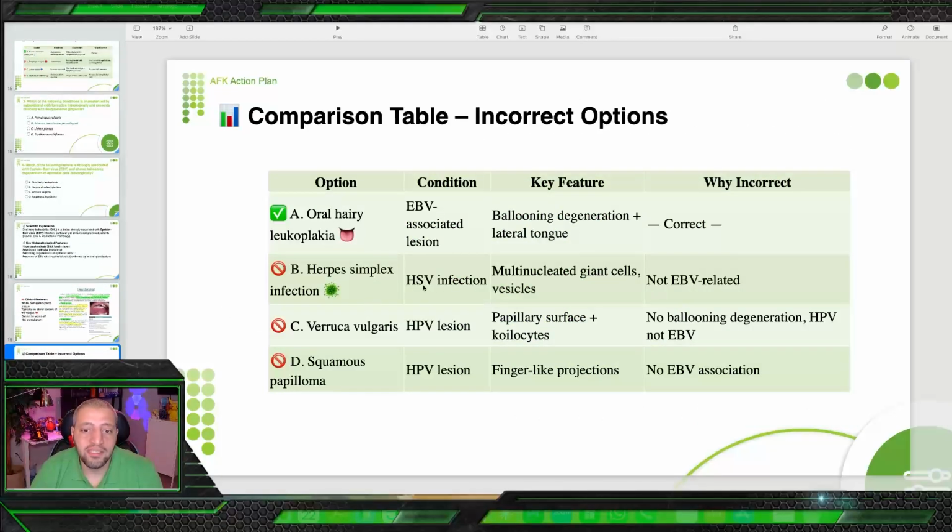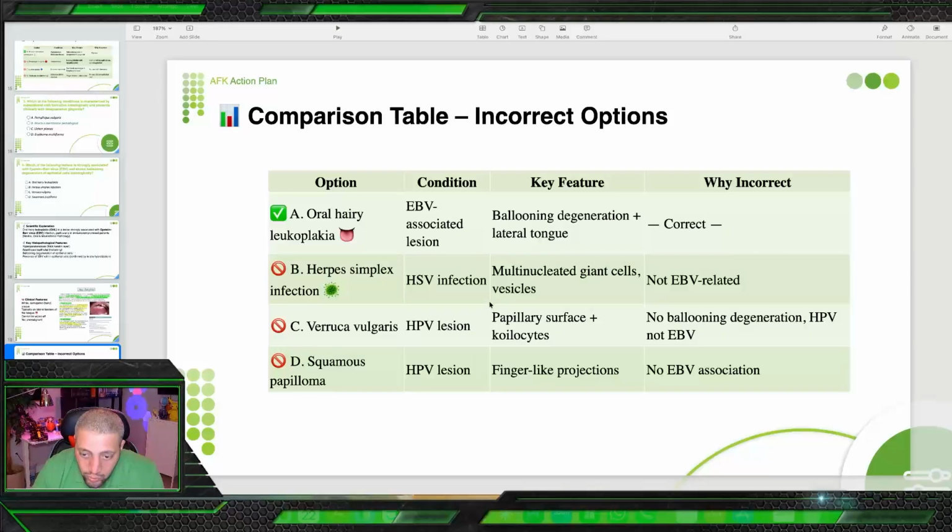Herpes simplex is due to infection with herpes simplex virus, with multinucleated giant cells and vesicle. We don't have Epstein-Barr virus in this one. Verruca vulgaris has a papillary surface, koilocytes, no ballooning degeneration, and is related to a different clinical presentation.